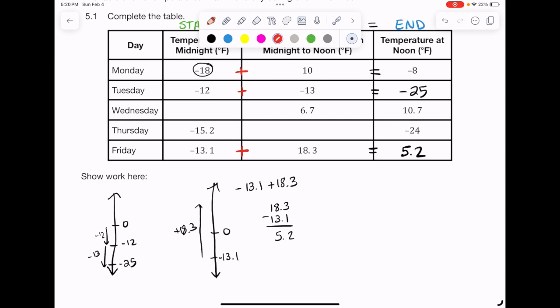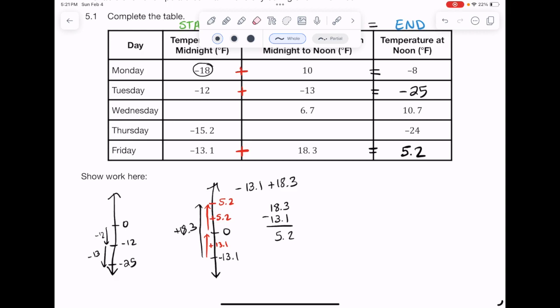If we want to think about that in the picture, first I have to go up 13.1 degrees to get to 0, and then I have that 5.2 degrees left that I need to go up. So I end up at positive 5.2. Cool.